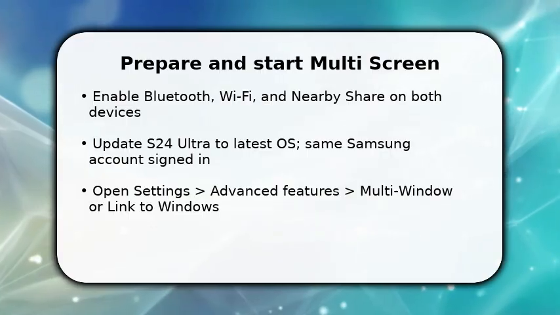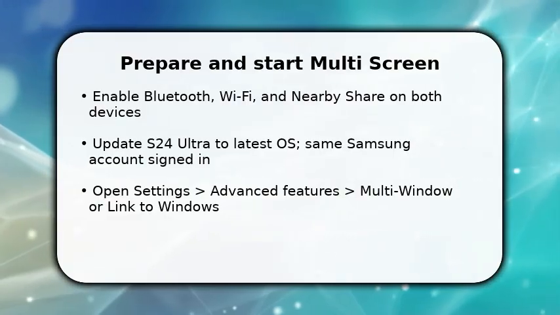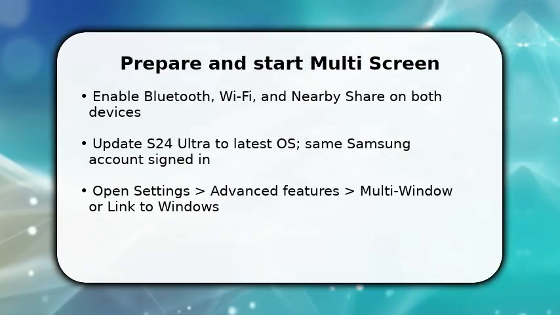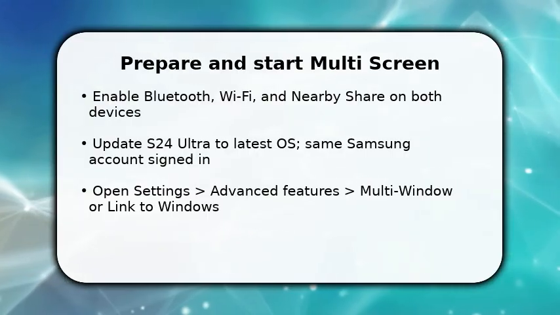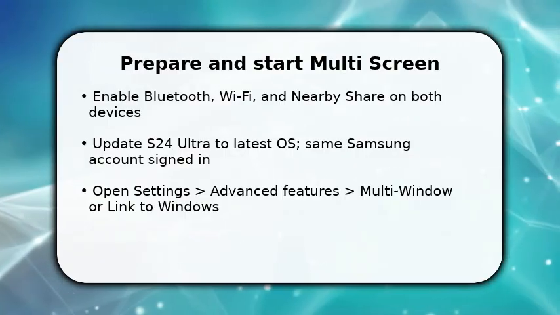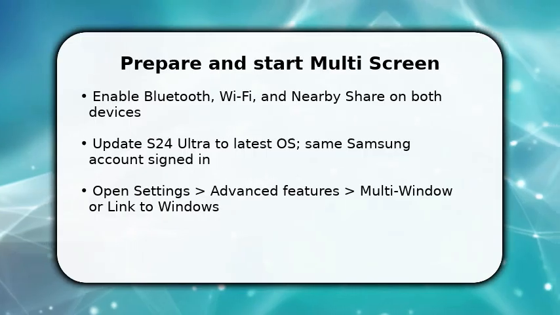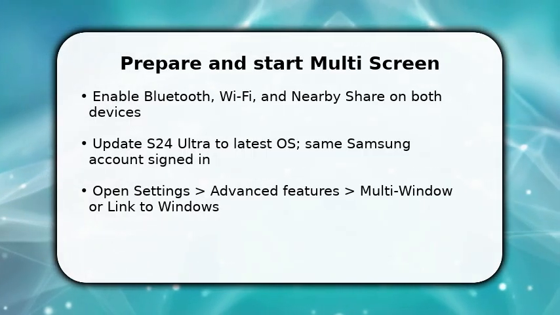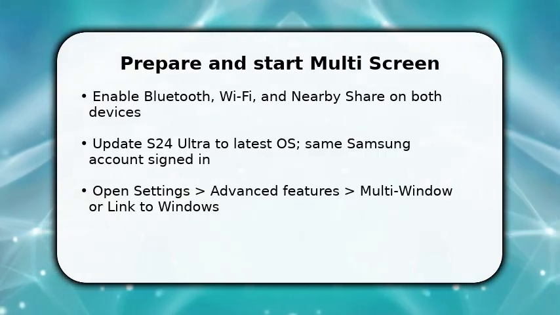You begin by preparing the S24 Ultra for multi-screen. Turn on Wi-Fi and Bluetooth, sign into the same Samsung account, and update the phone. Next, open Settings and go straight to Advanced Features or link to Windows depending on your target device. Once done, enable multi-window or multi-screen and grant any permission prompts for screencasting and notifications. This starts the connection process. Make sure to keep both screens unlocked and nearby so pairing occurs without delay.